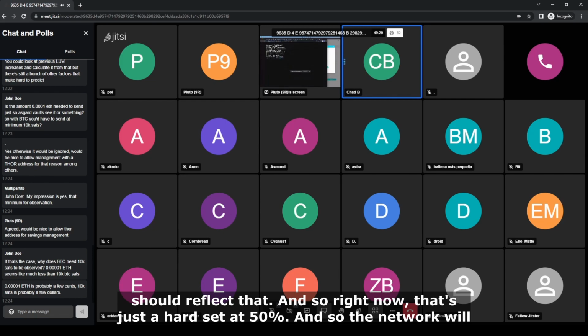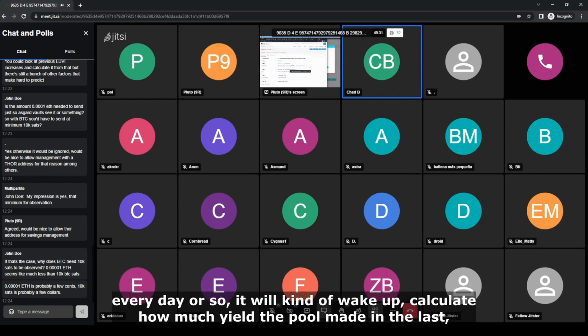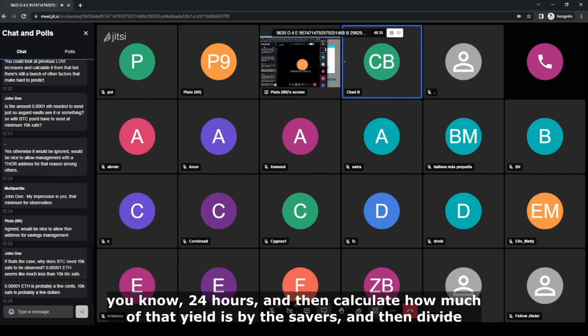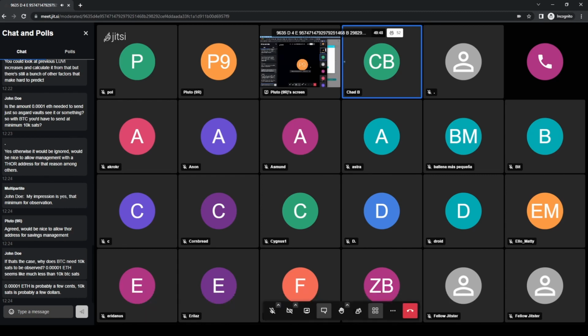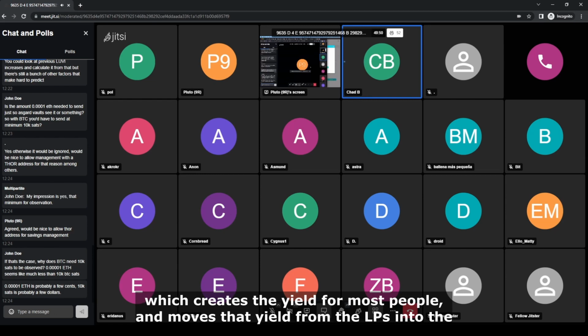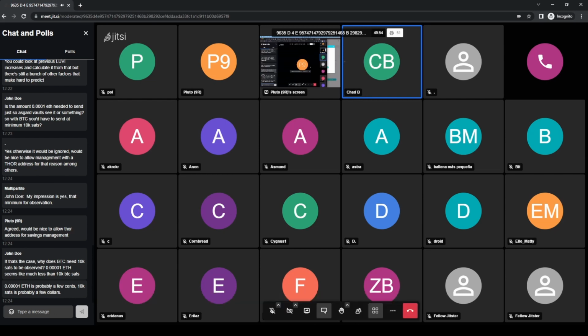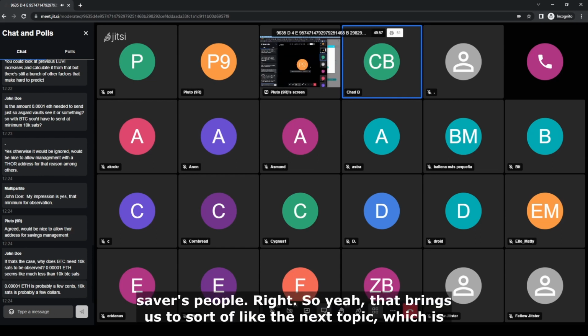And so the network will, every day or so, wake up, calculate how much yield the pool made in the last 24 hours, and then calculate how much of that yield is by the savers, and then divide that number basically by 2, and then mint that amount of synths into the savers bucket, which creates the yield for those people and moves that yield from the LPs into the savers.